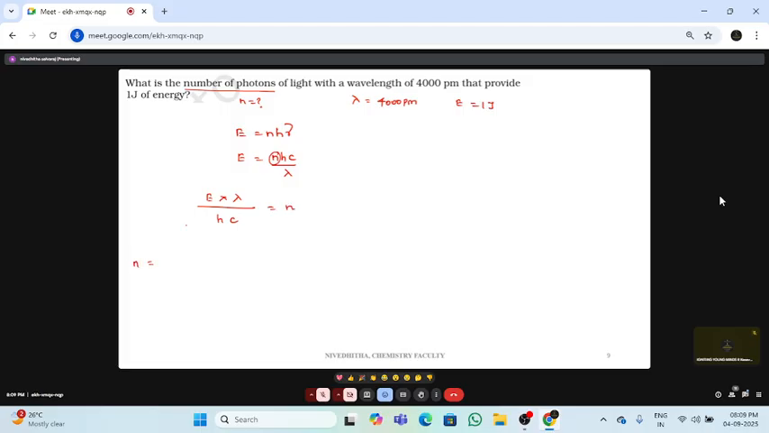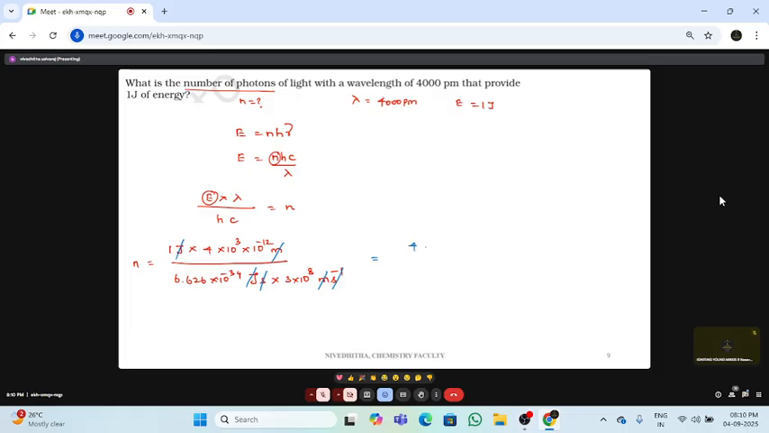So the number of photons is equal to what is the value of energy? It is 1 joule. And what is the value of lambda? It is 4,000, 4 into 10 power 3 pico, which is 10 power minus 12 meter, divided by Planck's constant, 6.626 into 10 to the power of minus 34 joule seconds, and the velocity of light is 3 into 10 power 8 meter per second. So meter will get cancelled, second and second inverse will get cancelled, joule and joule will get cancelled. That's it. So simplify this and let me know the value.